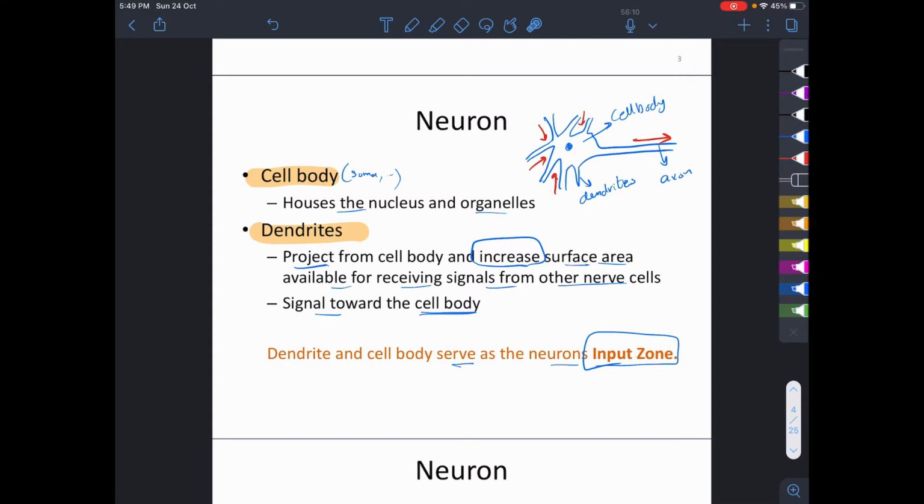So the dendrites and the cell body are the input zone. Here it receives and here it decides what information it wants to send. So the input zone is the dendrites and the cell body.